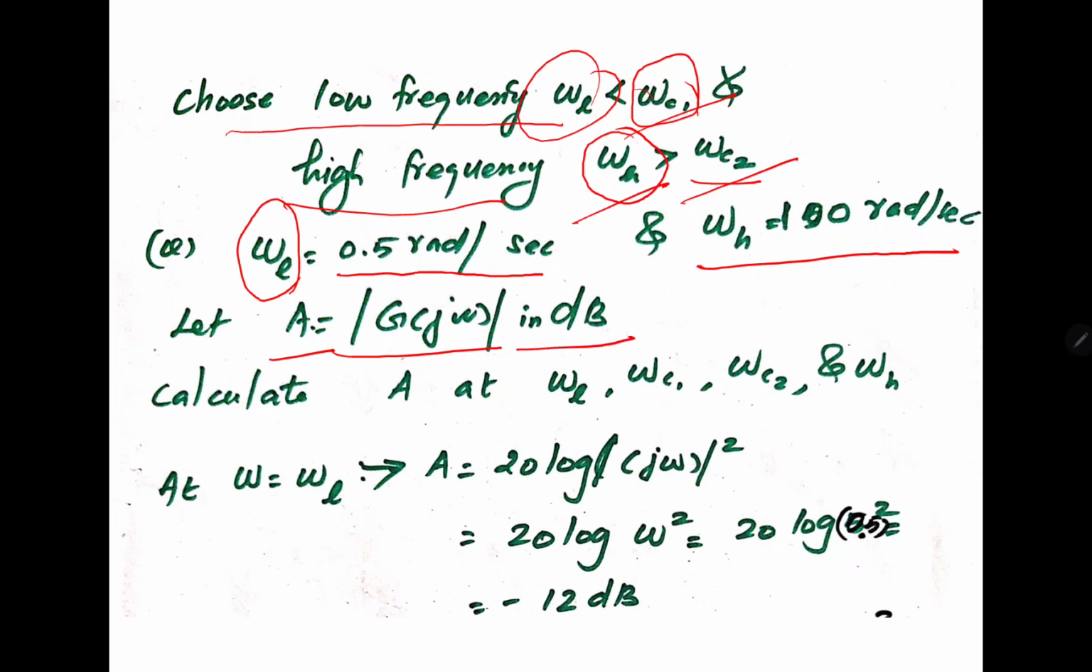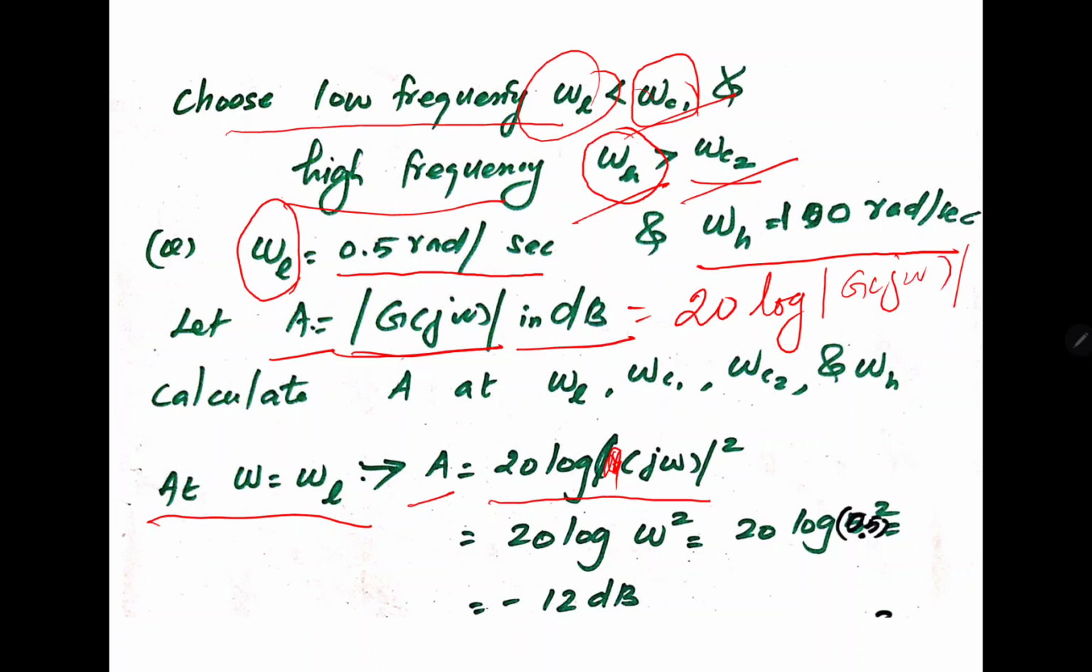For that, we have to find the gain at the corner frequencies. At omega equal to the low frequency omega L, the gain A is equal to 20 log of the magnitude of G(j omega), in dB. So we have to find the gain, first considering the low frequency.